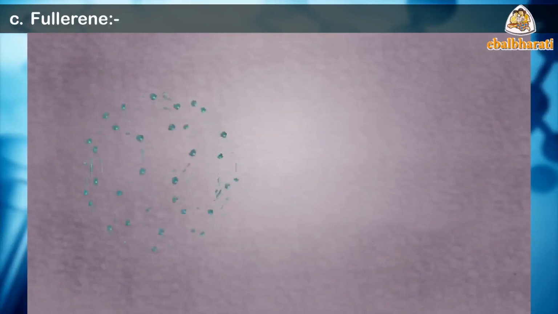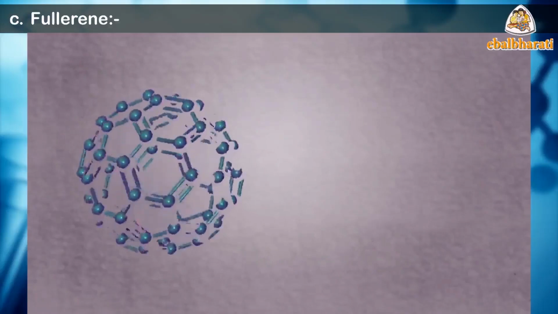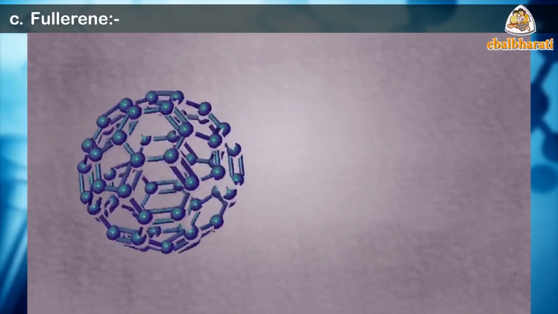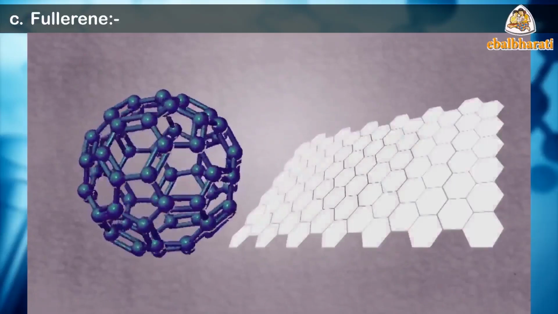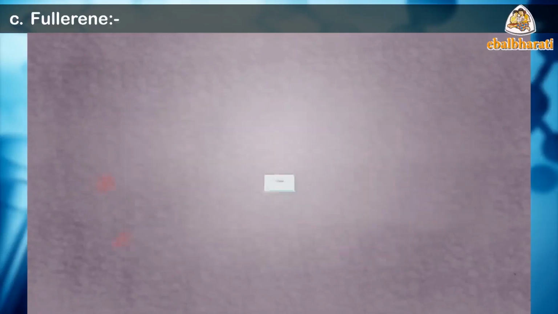Fullerenes. Fullerenes are allotropes of carbon in which carbon molecules are linked by a definite number of carbon atoms, for example, as in C60. C60 has a shape like a soccer ball and is called Buckminster fullerene or buckyball, as shown in the figure.